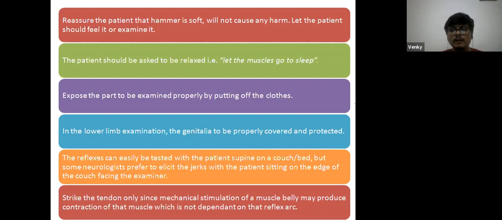Don't put the hammer straight over the muscle belly. If you do, you definitely won't get a correct response. You have to strike on the tendon.